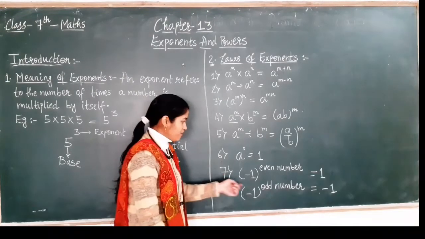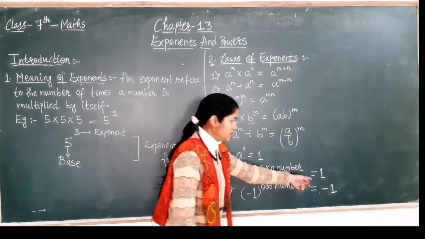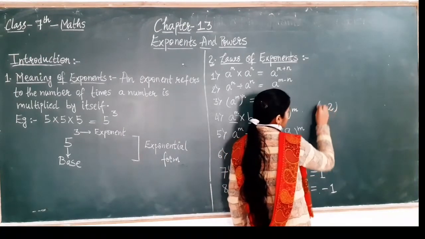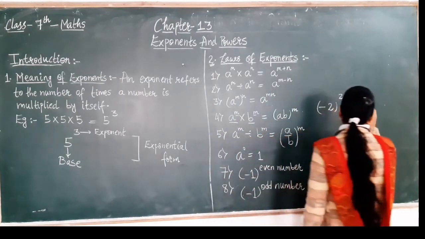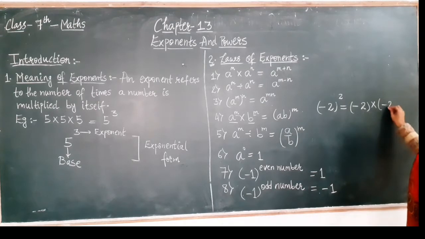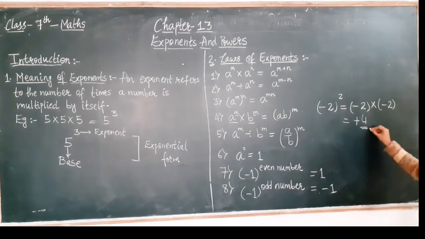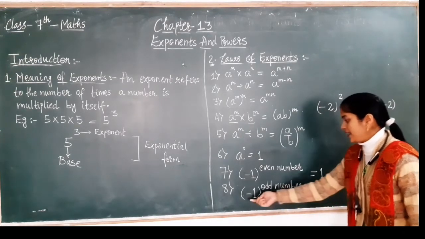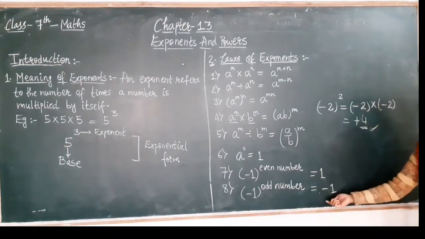The seventh law says if minus 1 has a power of an even number, then the product is 1. We can take the example of minus 2 to the power 2. The product will be minus 2 into minus 2, so minus minus is plus 4. So the answer will always be positive. Whereas if minus 1, or any negative number, has a power of an odd number, then the product will always be negative.